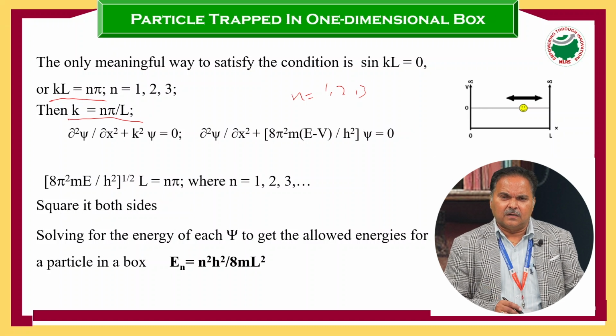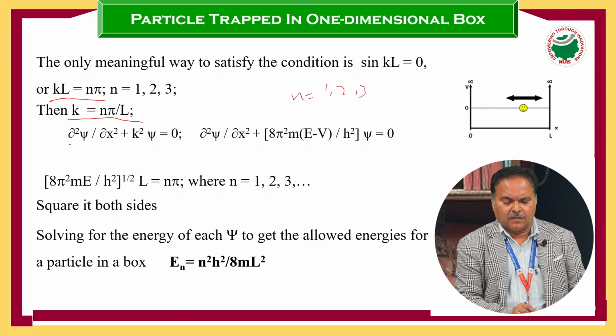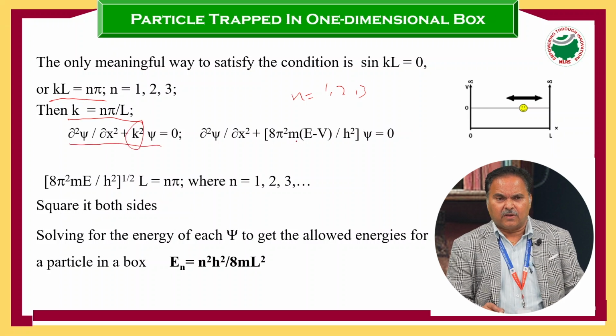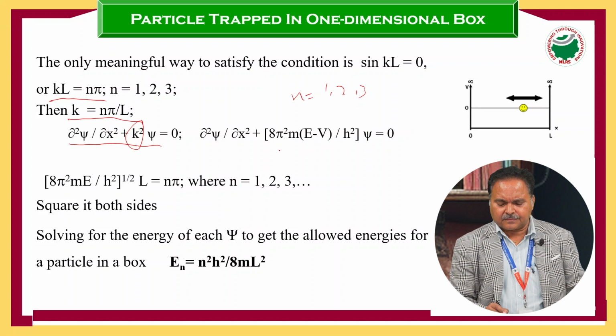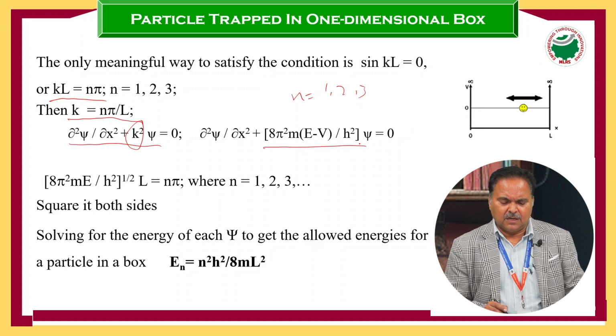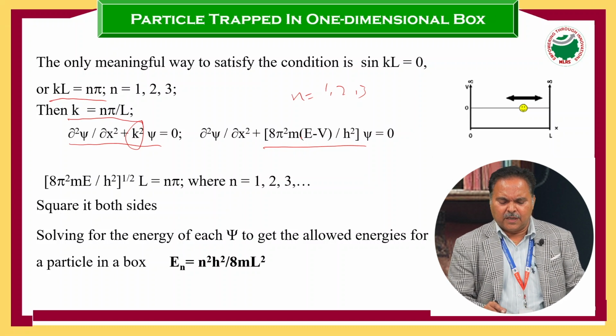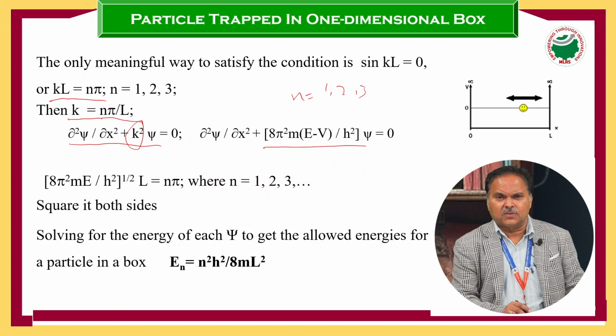Now we know the Schrodinger wave equation. After the double differentiation, the equation becomes like this: k square equals 8 pi square m into (E minus V) by h bar square, with psi equal to 0. This is the one dimensional Schrodinger wave equation, related to the k square value. For the k value, k equals n pi by L, so we substitute this value here.